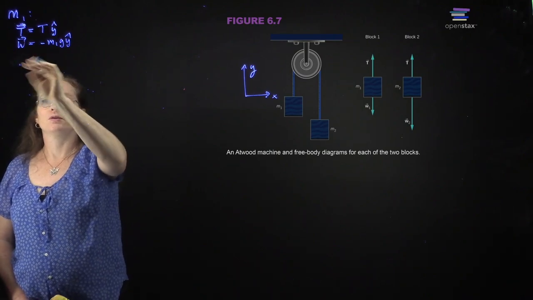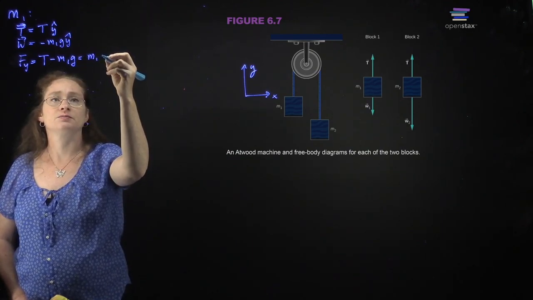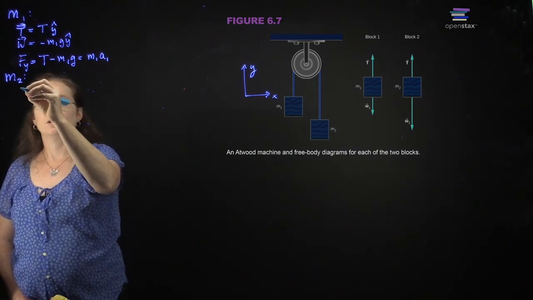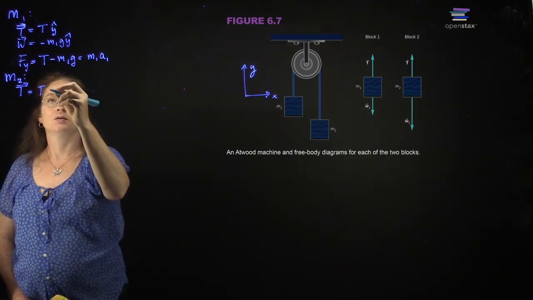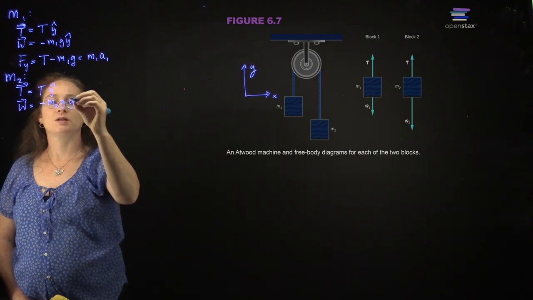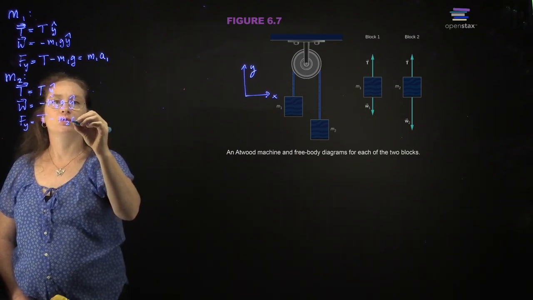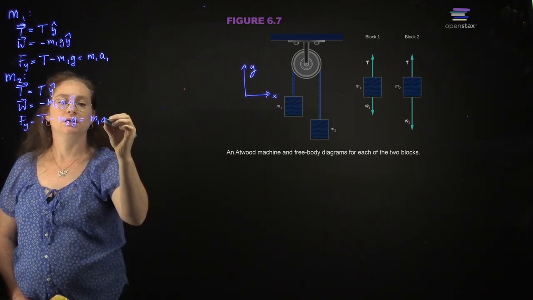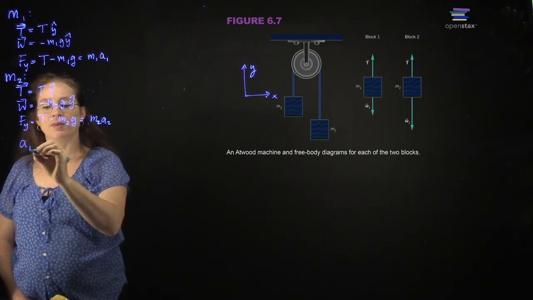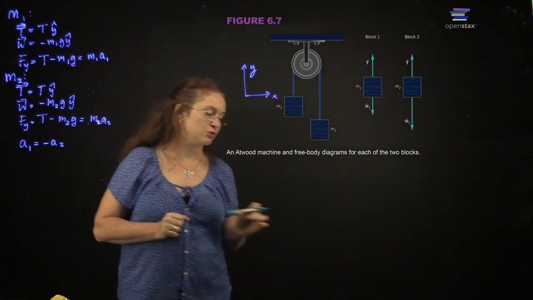So the net force, which is all in the y direction, is equal to T minus m1g, which is equal to m1a1. For mass 2, you have almost the exact same problem. The tensions and the weights are the same, except now this is mass 2 instead of mass 1. Your net force in the y direction is equal to the tension minus m2g, which is equal to m2a2. Now, the acceleration of mass 1 is equal to the negative of the acceleration of mass 2. And that constraint is because the two blocks are coupled to each other.